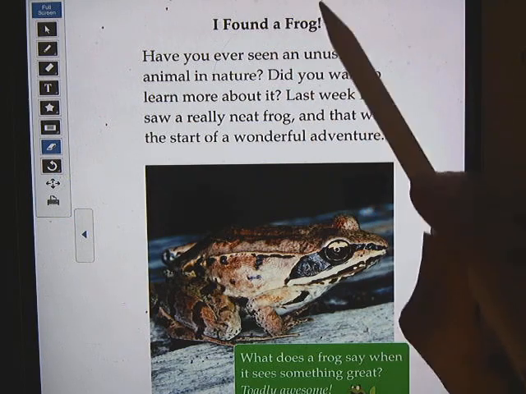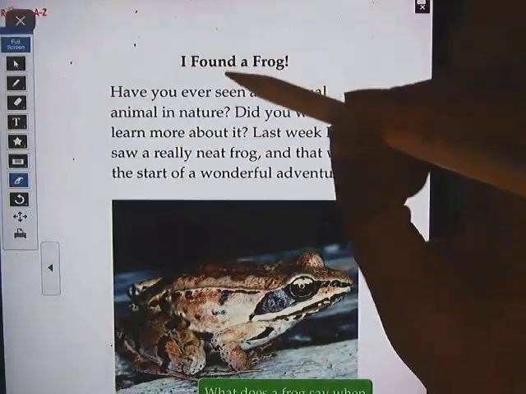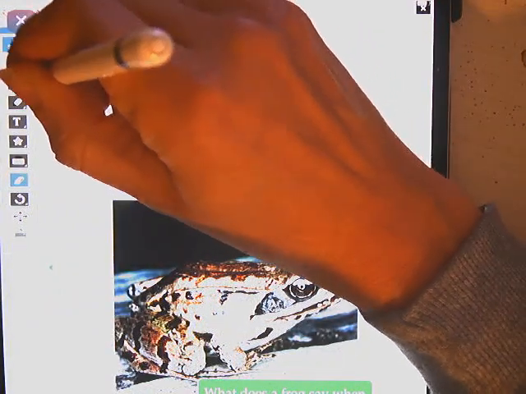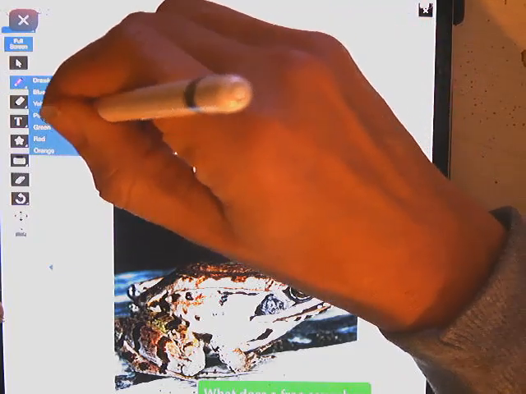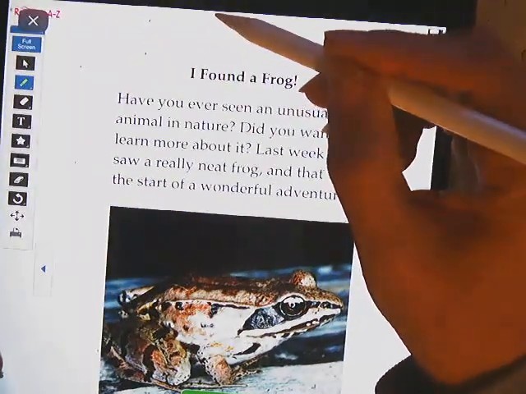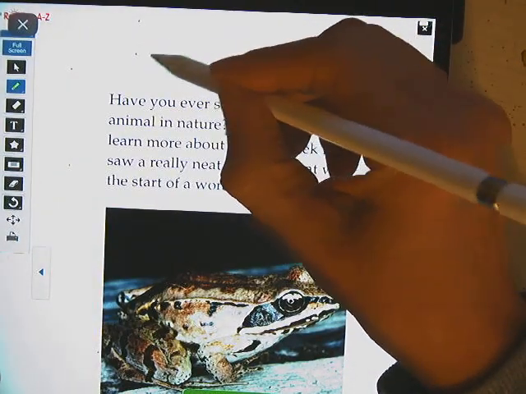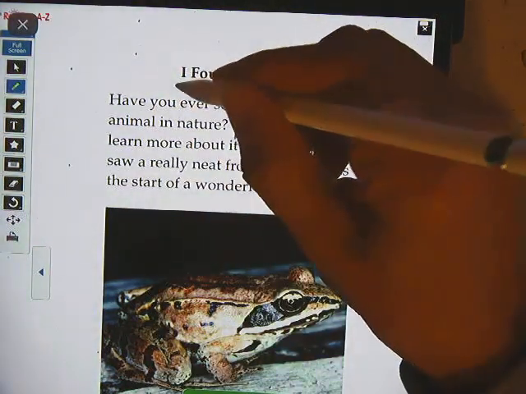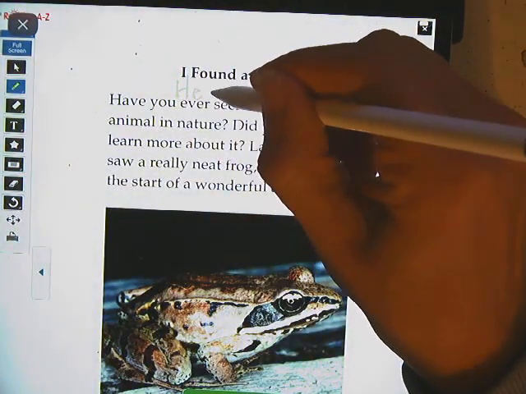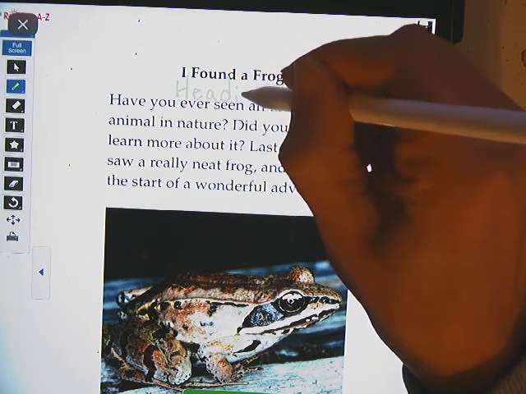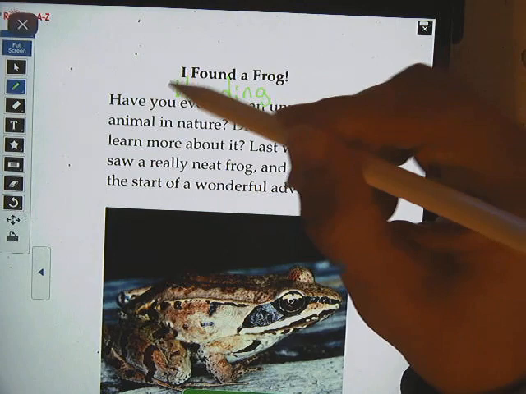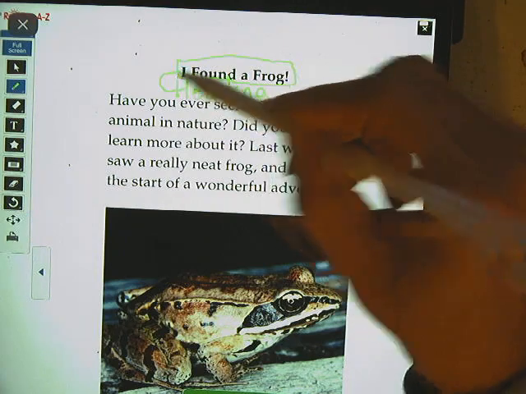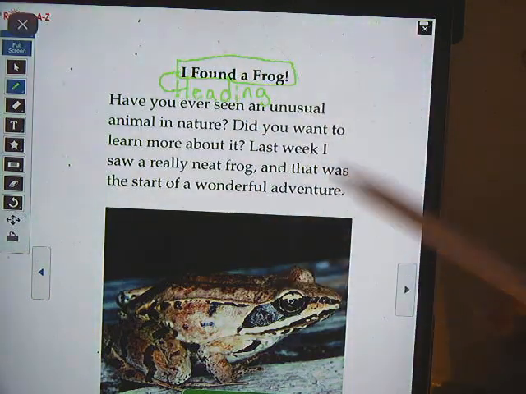I found a frog, exclamation mark. And this is known as, and I'm going to write it up here. Who can tell me what this is known as? Okay, yes, it is known as the heading. It's known as the what? The heading. So I found a frog is known as the heading of this particular page.